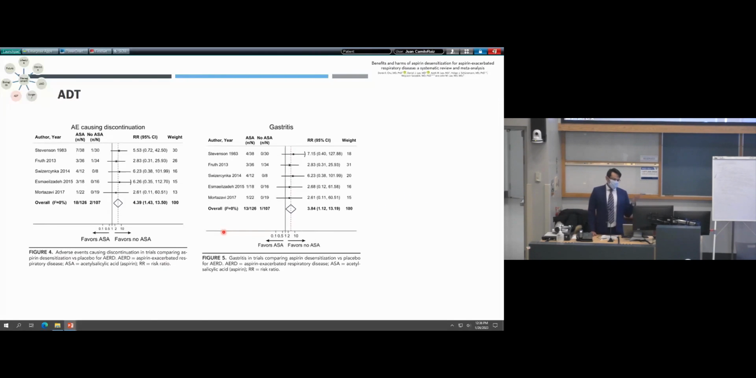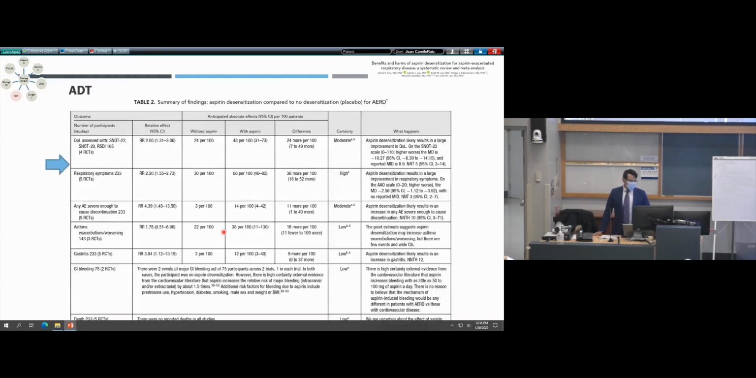Now, in terms of side effects, and this is the big crux of the matter, there was a significant amount of side effects, particularly gastritis, and that and GI bleeds resulted in some patients ending the aspirin desensitization. So what does that mean? What are the numbers? They report about a 10-point improvement on the SNOT-22 score with a number needed to treat of 5. Gastritis was the major side effect, and the number needed to harm was about 12. Now, they noted 2 patients who had severe GI bleeds and had to stop in one of the studies.